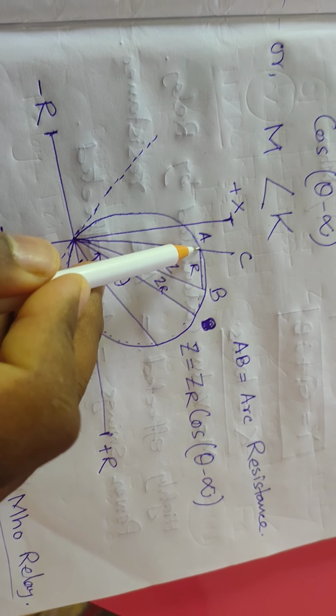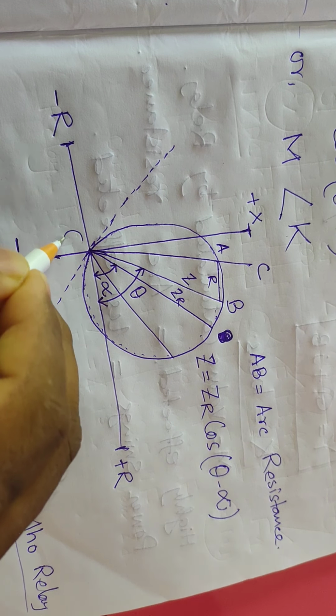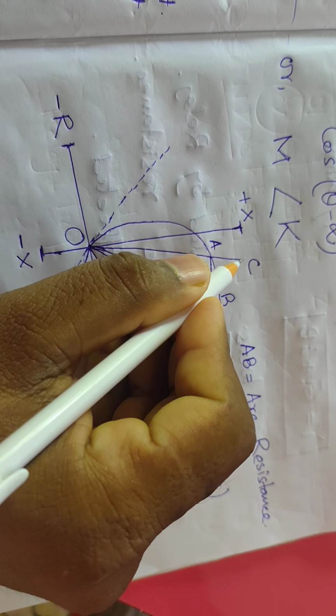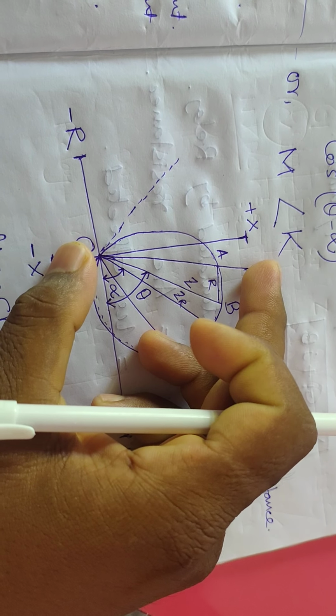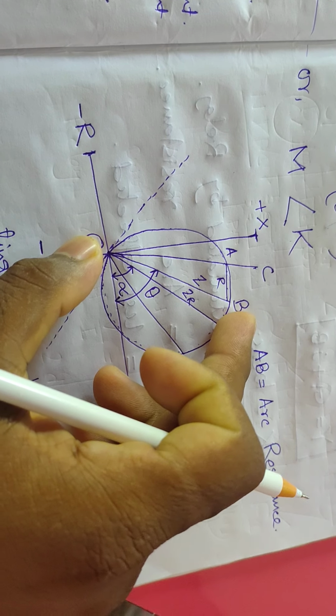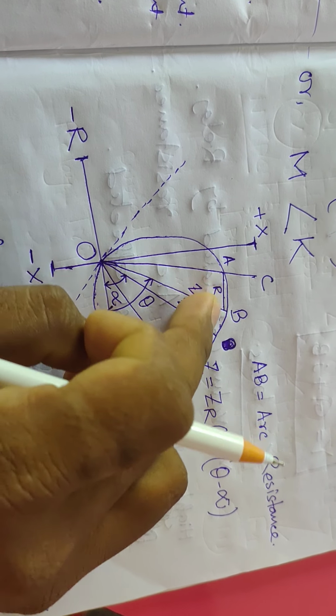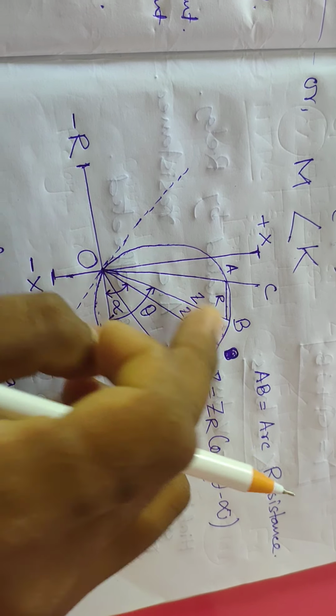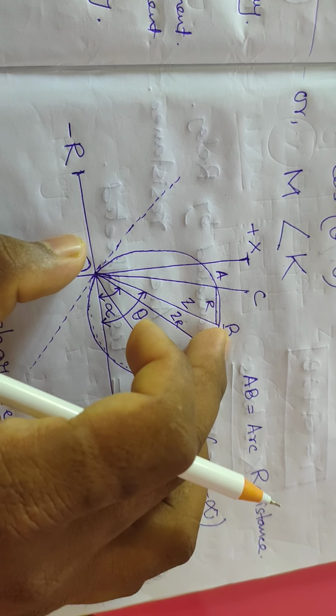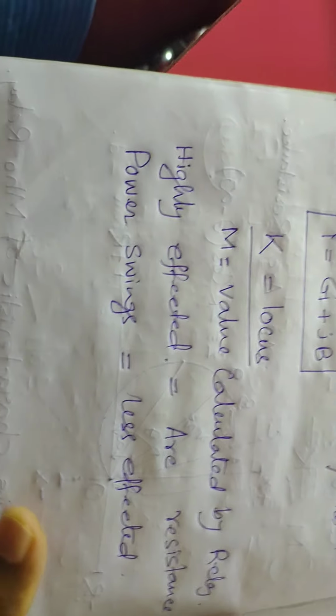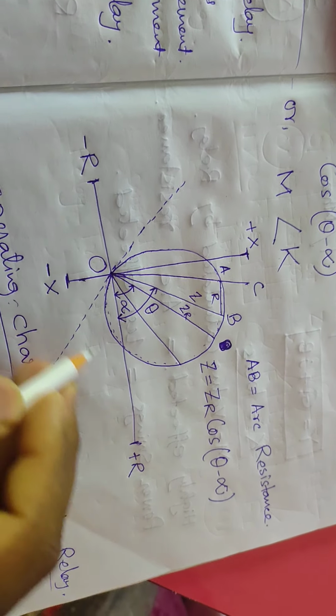This relay is highly affected by the arc resistance. What is the arc resistance? In our picture, this is the origin O. This is generally OC, a straight line, and from the OC line, when the fault occurs, the line shifts here because AB is the arc resistance. This arc resistance is within the zone, so the relay will operate. In that case, the power swing affects it less because the zone is very small, so the power swing will not affect it properly.